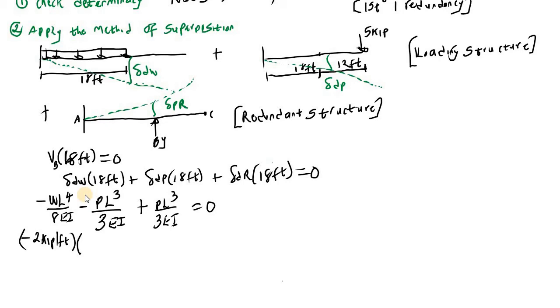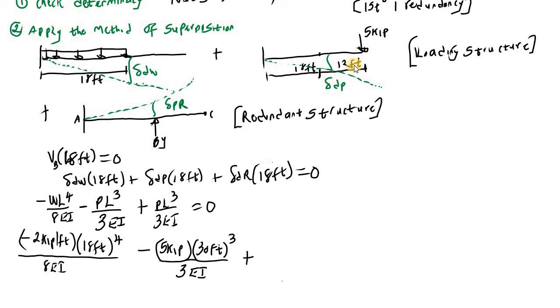What is the length? The length is 18 feet. So this is 18 feet raised to the power of 4, divided by 8EI, then minus P. P is the point load, so this is negative 5 kip, multiplied by the length. The length is 18 feet plus 12 feet, which gives us 30 feet. So this is multiplied by 30 feet raised to the power of 3, divided by 3EI.